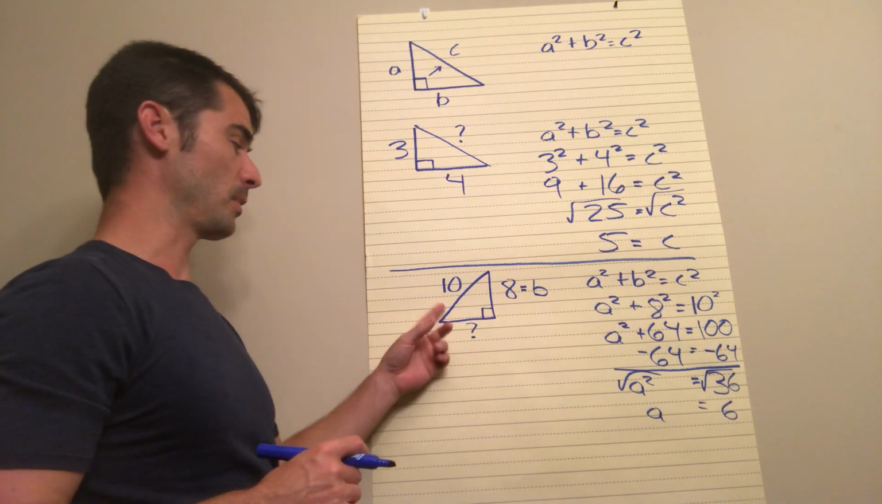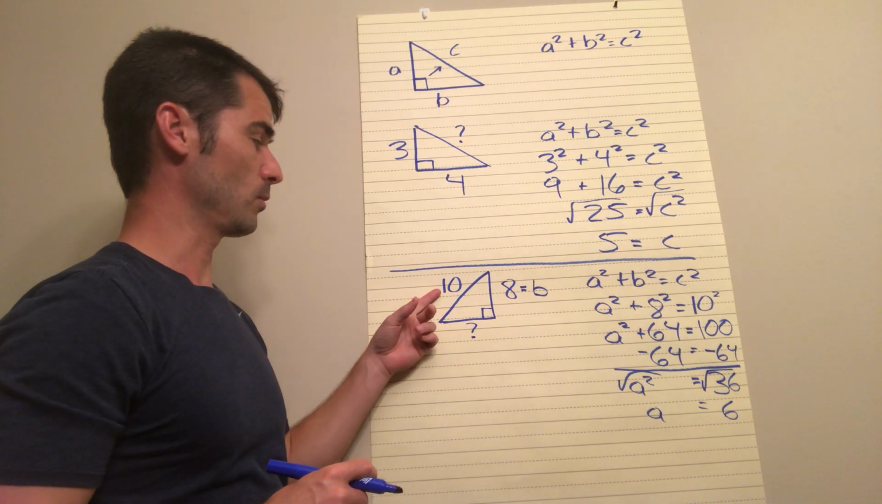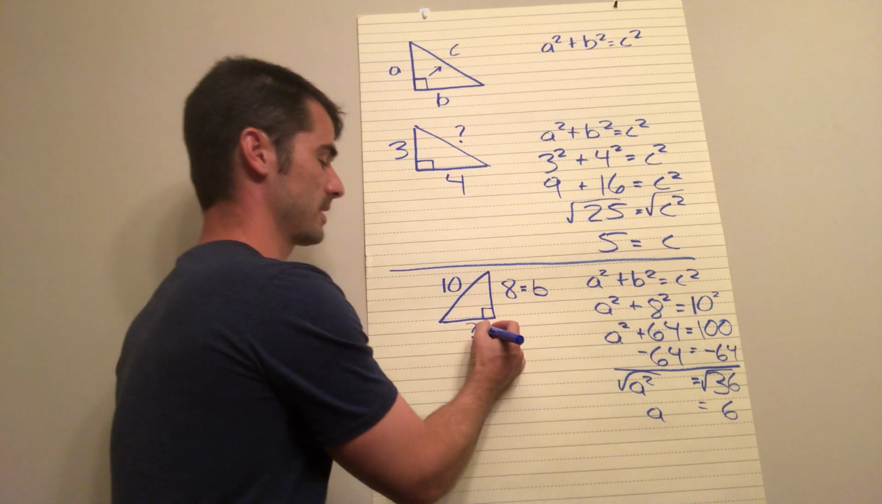And like I said before, C will be your longest side. 10 was our longest side. If this is 6, that makes sense.